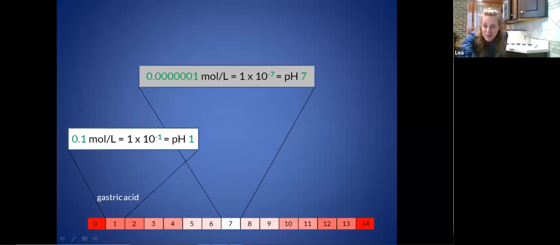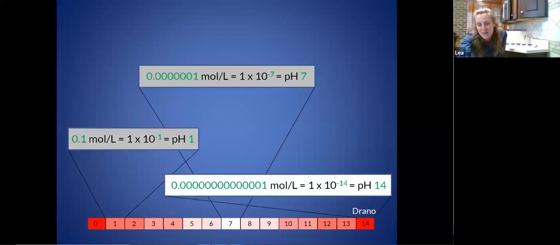So now we're going to go to the entirely other side. We're going to look at Drano. This has a very tiny amount of hydrogen ions in it. It has 13 zeros and a 1 moles per liter. So again, I don't want to write that every single time, so we can write it in a shorthand of 1 times 10 to the negative 14th, because we have 13 zeros and then a 1, so that's 14.